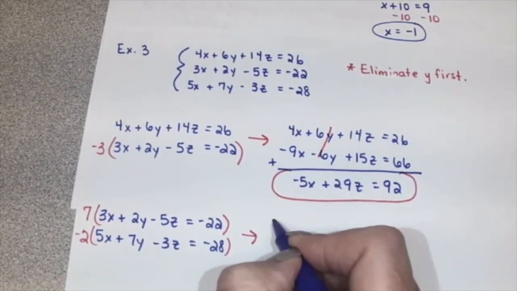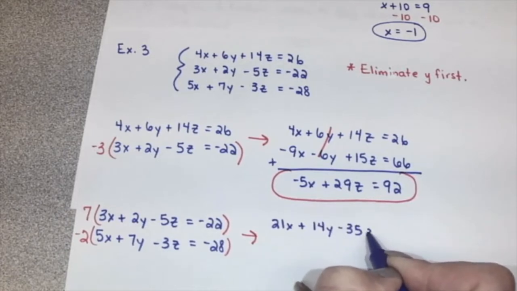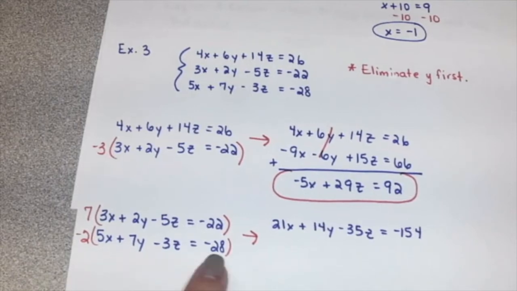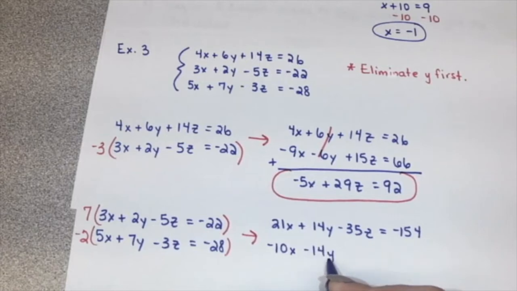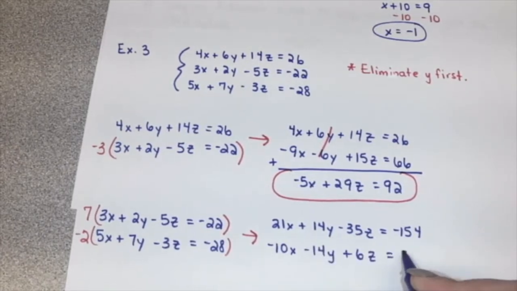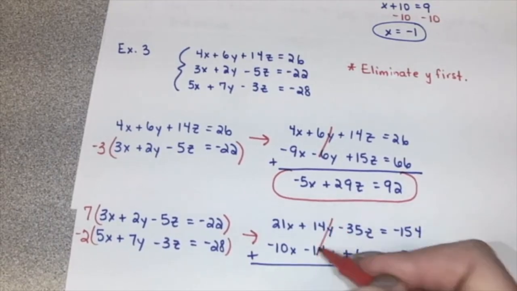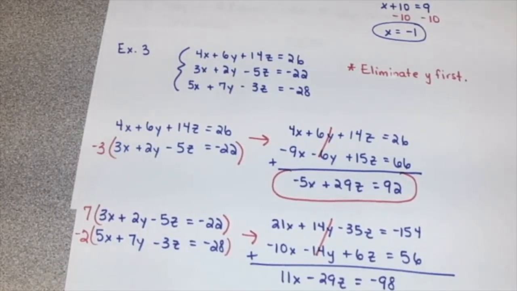So use a calculator if you need to, but 21x plus 14y minus 35z equals negative 154 is what you should get. And then double everything, but also change the sign here. So negative 10x minus 14y plus 6z equals 56. And again, we're combining these. And notice we're getting rid of the same variable both times. Y is going away here too. So we get 11x minus 29z equals negative 98. Okay, and I'm going to circle this.